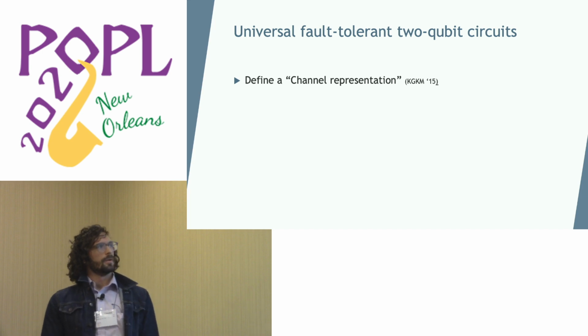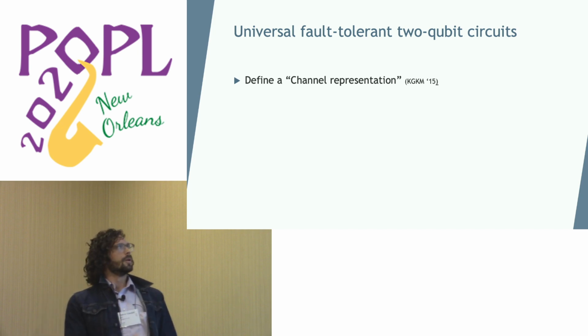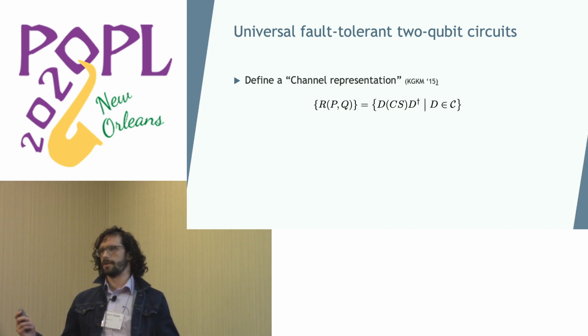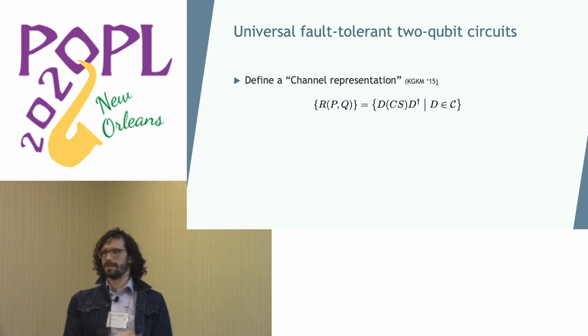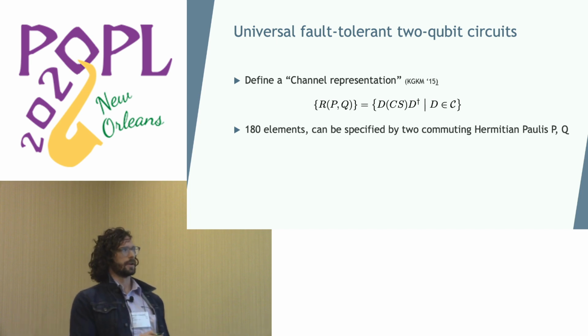In order to make progress on this problem, we're first going to define a channel representation in analog with past work. We want to define the set of operators which is the CS gate conjugated by every single Clifford in the 2-qubit Clifford group. There are 92,160 of these, so nominally this is a big set, but it reduces down to just 180 elements. You can specify these using 2 commuting Hermitian Paulis P and Q. That's why I wrote it this way.